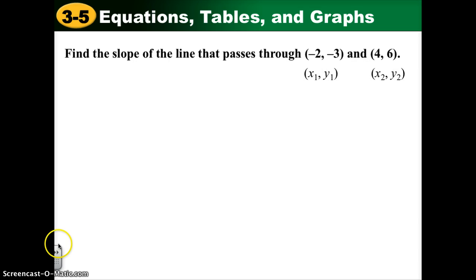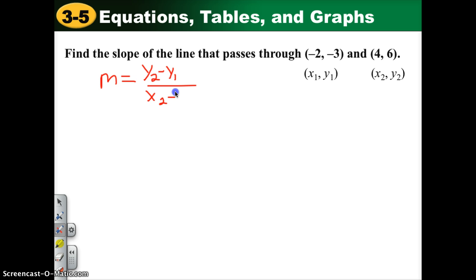So let's see what that looks like. If we put this into action, we have m equals y2 minus y1 over x2 minus x1. You can see these points have already been labeled. So we have x1 is -2, y1 is -3. x2 is 4, y2 is 6. Again, it's just the first point and the second point. It doesn't really matter what order we put these numbers in when we're calculating, as long as we have the y values first and we start with the same point each time.